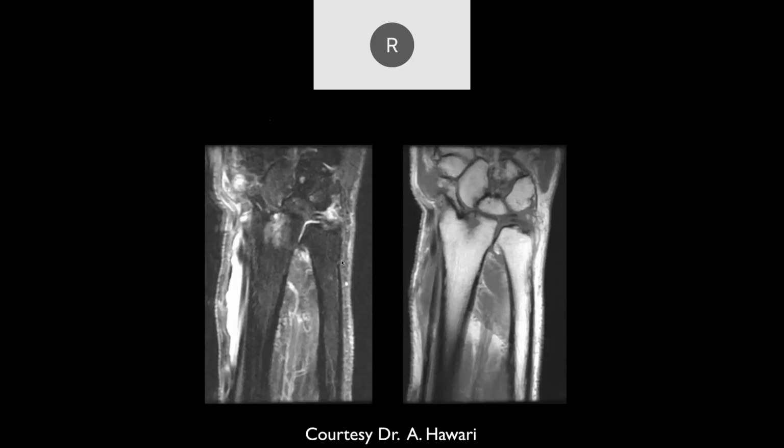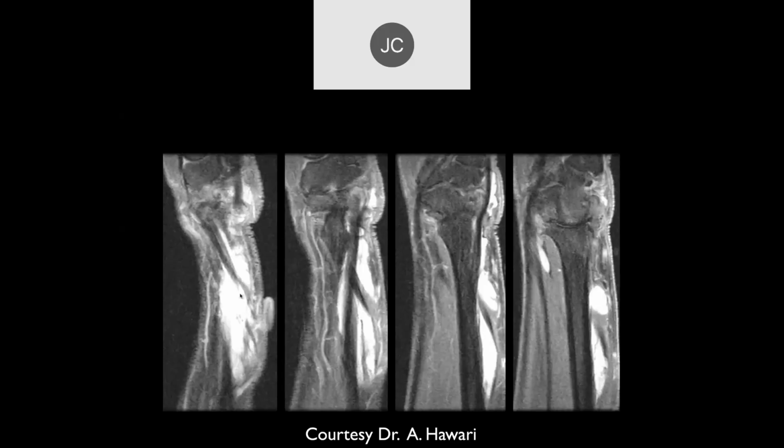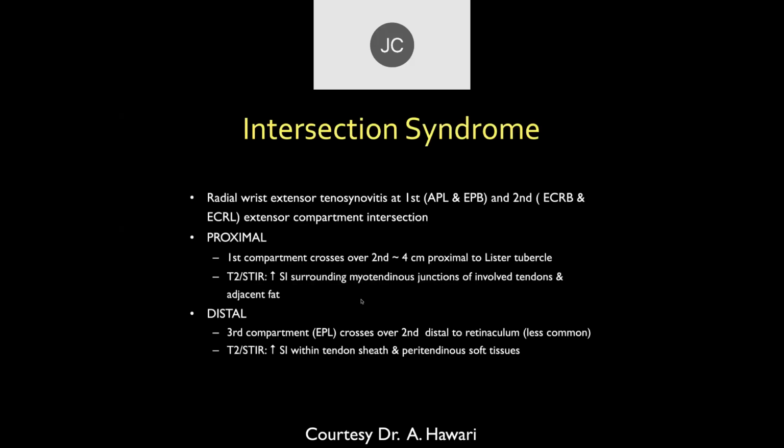Yeah, it looks like there's a lot of fluid surrounding the tendon. Right in through here. And then here are the sagittal images where you can see the fluid and the intersection of the two tendons across each other. So intersection syndrome, the first and second compartment. There's the proximal one that we've just shown, the distal one that we'll show in a minute, which is a little bit less common.